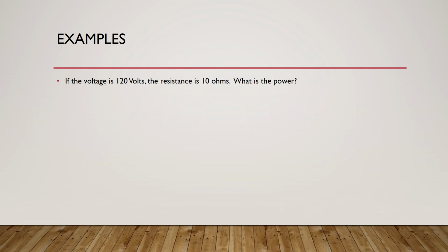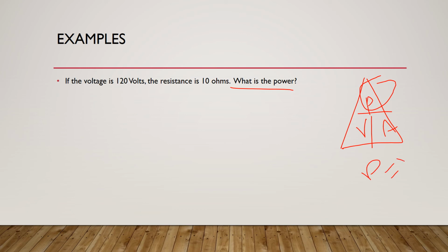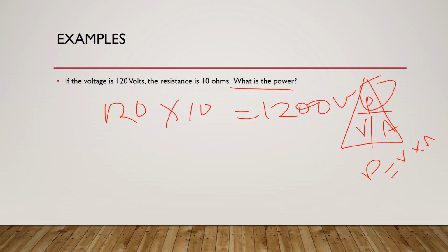More examples. If the voltage is 120 and resistance is 10, what is the power? Now we're using the power law. You see, power law is only available here. Power and voltage and amperage. So I'm trying to find the power. Power equals voltage times amperage. So we multiply those two. 120 times 10, which is 1200 watts, which could be interpreted into 1.2 kilowatts if we divide by 1,000.